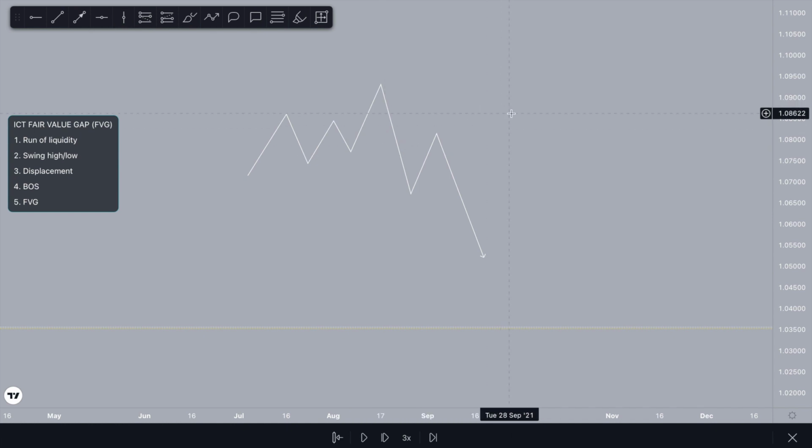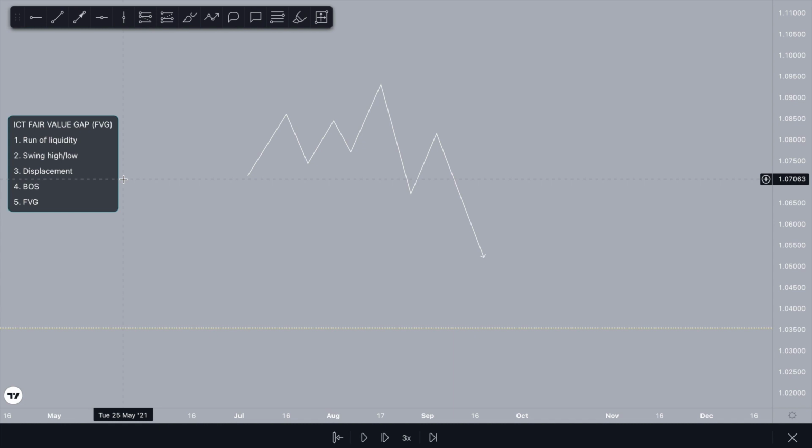To establish our ICT fair value gap concept, we are gonna look for 5 things. Of course, I like to establish a proper expectation. I'm not a master, I'm not a professional or what we call the guru that you see a lot on the internet. This is just based on my understanding, and hopefully you can get some value or understanding.